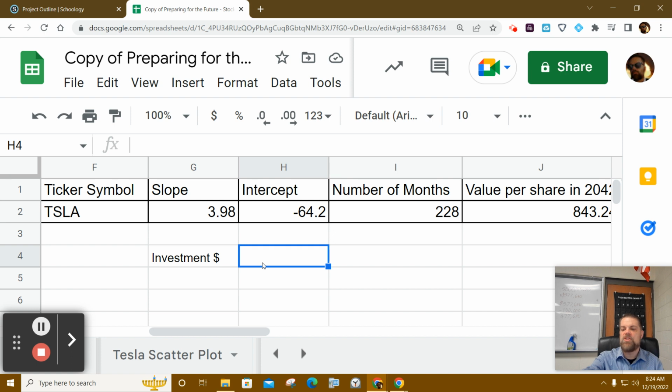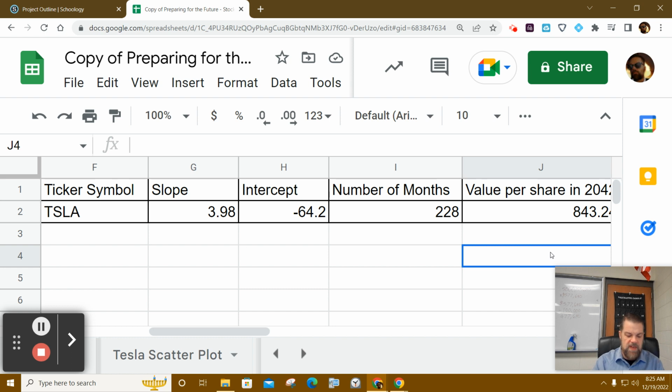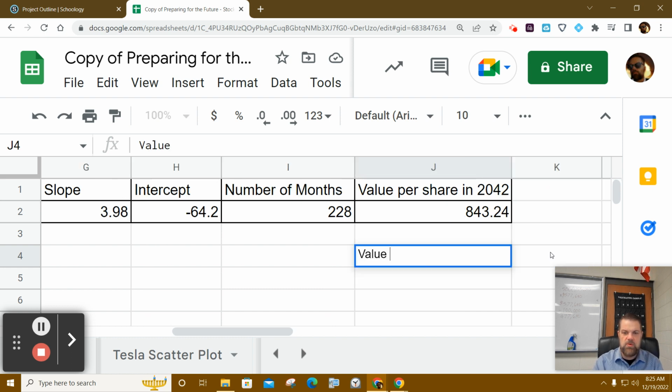Okay, good. Stop. I'm going to pause you right there. What you said was, let me type it, you are 100% correct. We need to know the value in 2022. So maybe I'll delete this and say value per share. Actually, I'm going to put value because we have a little more space here. Value per share in 2022. Okay, so type that there.